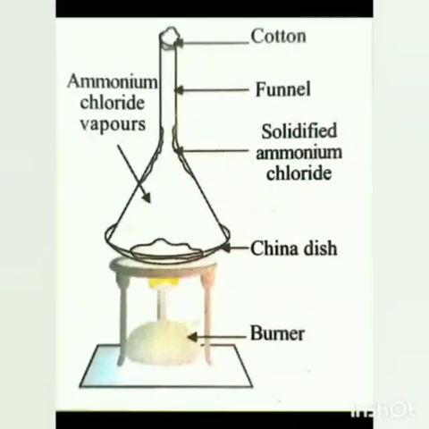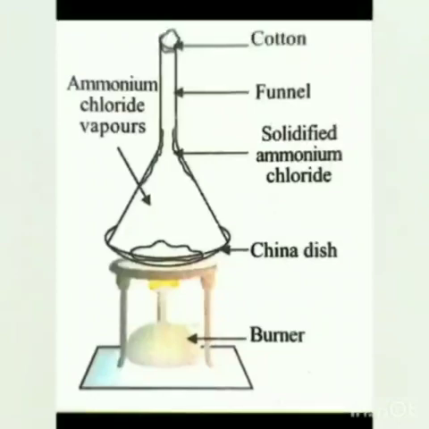You observe the picture and write down the procedure. What are the materials used here? China dish, a funnel, cotton, spirit lamp, and a mixture of ammonium chloride and sand. And what is the procedure? First you take some ammonium chloride, crush it, and put it in a china dish. Put an inverted funnel over the china dish.